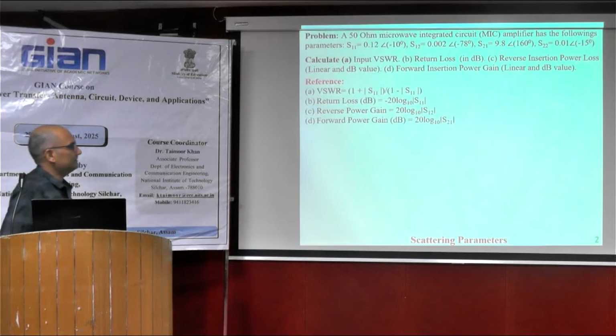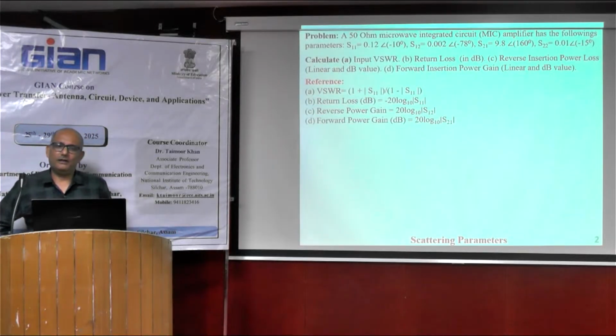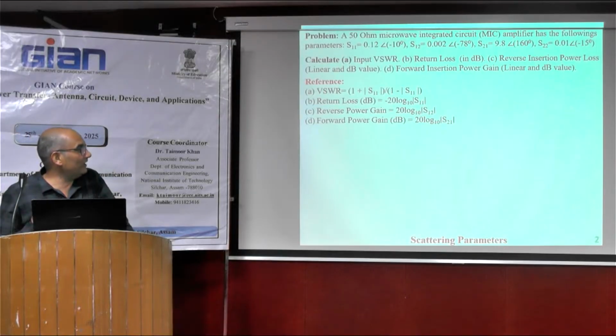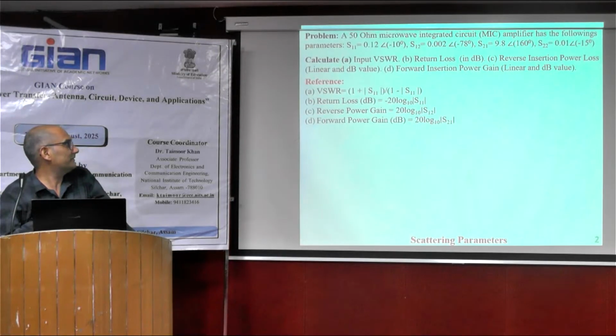Here are the formulations. Take a couple of minutes to try to solve and give me the answer. VSWR is simply 1 plus mod of S11 upon 1 minus mod of S11, that is 1 plus 0.12 upon 1 minus 0.12. Solve that quickly and give me the answer.